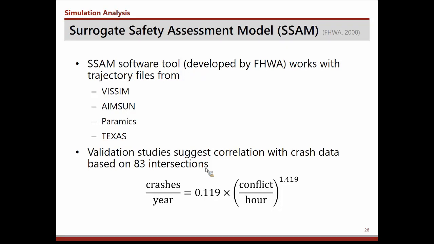And a validation study that they cite, this is not my work, analyzed crash data from 83 intersections that they then modeled in microsimulation, and it suggested there's a strong correlation between conflicts and crashes, right? The number of crashes per year could be estimated by this model, raising the rate of conflicts per hour to this 1.4 factor and multiplying by 1.2. I think the R squared on this model was about 0.6, so it's not a perfect predictor, but there's certainly some correlation.